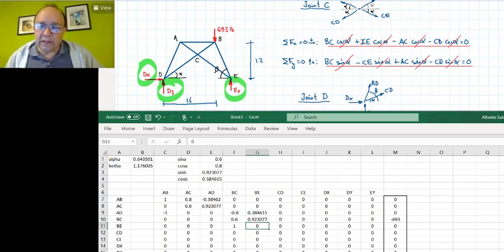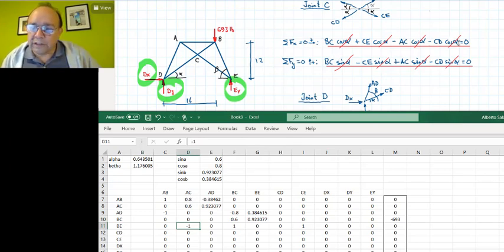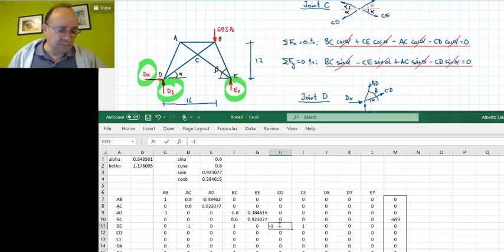Then CE, where is CE? A 1. And then AC minus 1. And CD minus 1.